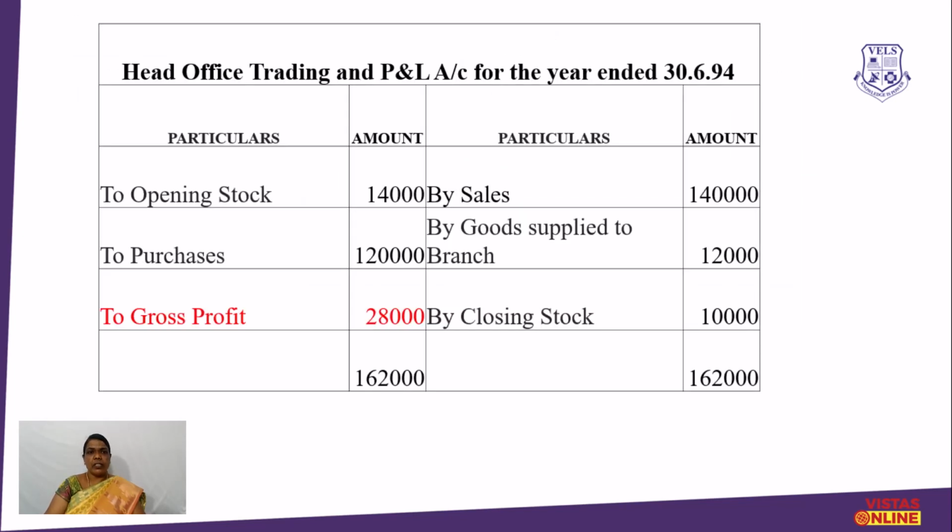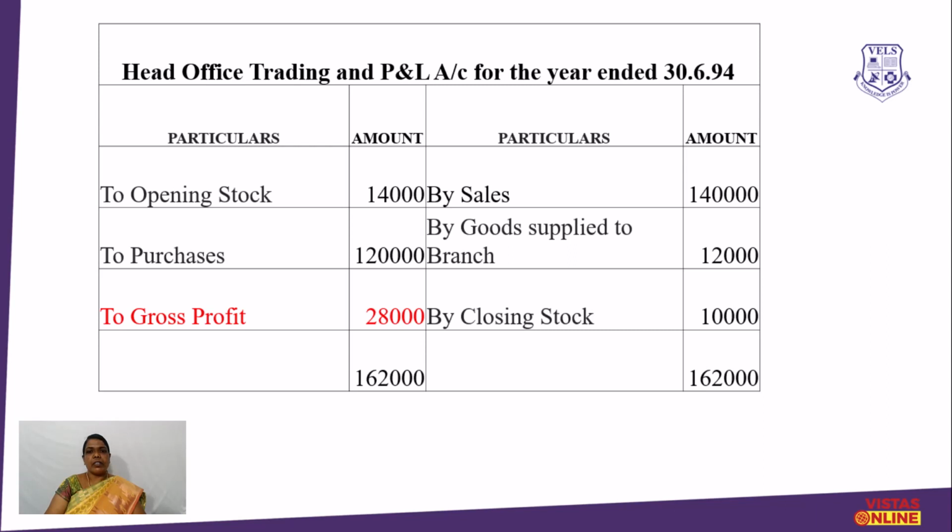Then we'll move to the head office trading and profit and loss account for the year ended 30/6/1994. You will put two columns in the debit side, particulars column, then amount column. In the credit side also, particulars column and the amount column. We can see opening stock, which was mentioned in the question, 14,000. Then purchases, to purchases, 1,20,000.